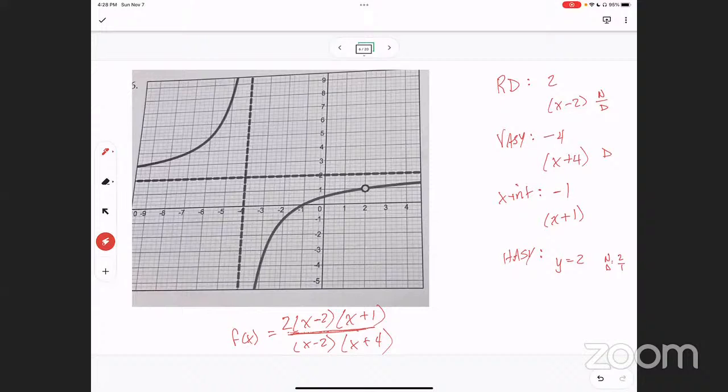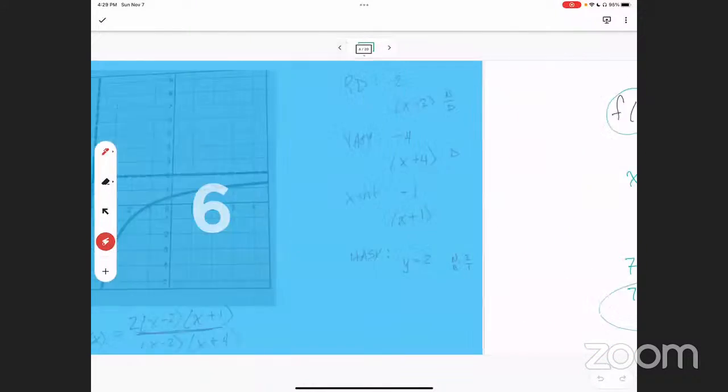But the key here was we find these things first. Those are the three things that you look for because those tell you the factors that you have in your function. The RD tells you the factors from the top and the bottom, the numerator and denominator. The VA tells you the factors you have in the denominator. The x-intercepts tell you the factors you have in just the numerator. And then the HA, you have to do a little bit of thinking with that. And then the leading coefficient that you're going to put out here has to do with the HA, or it might have to do with the y-intercept, or it might even have to do with the intercept of the removable discontinuity. Was that it? Yeah, that's it.